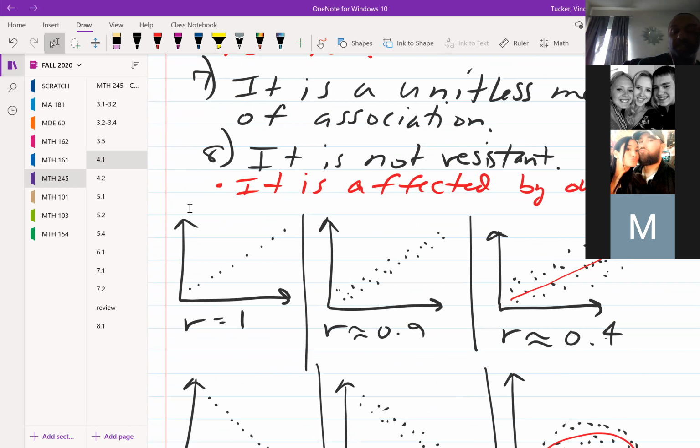So as we get down there, just this generic representation of what it means for R to be one and then to go away from one. You know, that perfect positive linear association is the first one. Then as you start to spread, it starts to get further and further away from one, going to 0.9 and to 0.4. And you'll see the next few.